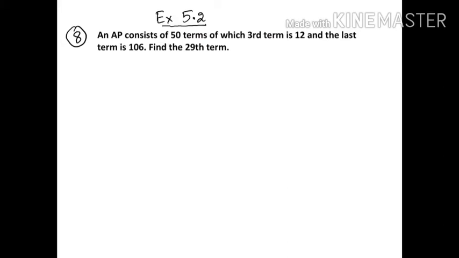We will solve some questions from exercise 5.2. Question number 8. An AP consists of 50 terms, of which third term is 12 and the last term is 106. Find the 29th term. AP consists of 50 terms. So n is equal to 50, of which the third term is 12. So a3 is equal to 12.